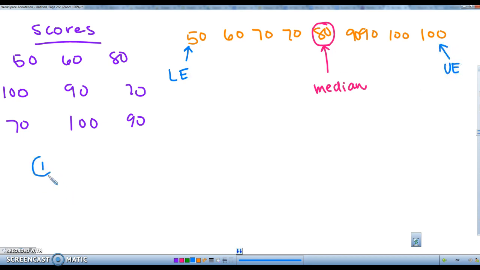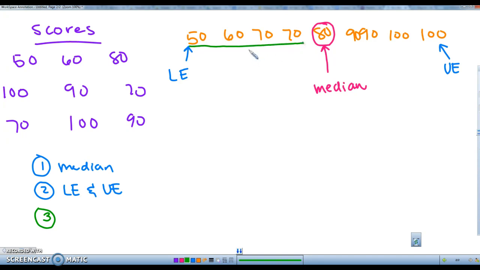So far what we've done is we've done the median. That's our first step. And then lower extreme and upper extreme. And then our third step is going to be to do the quartiles. So we're going to go within this set. So 80 is the median. That's kind of where the line's drawn. So now I'm looking for the median of this lower set of data, these 4 numbers.